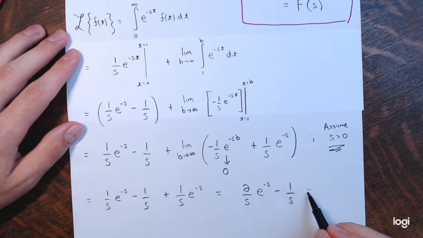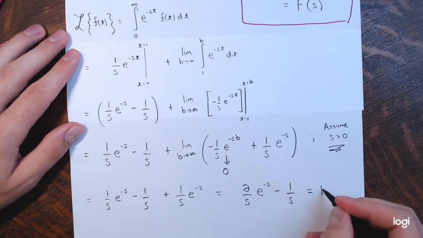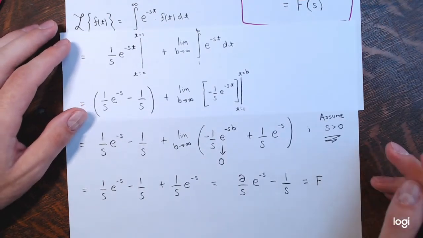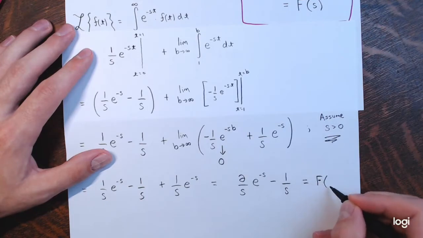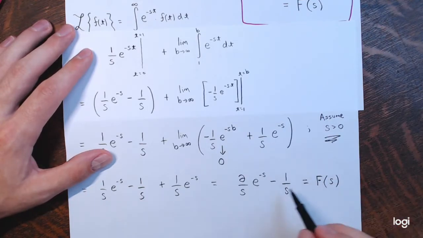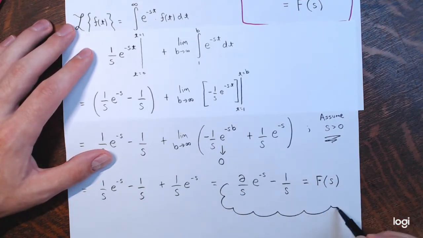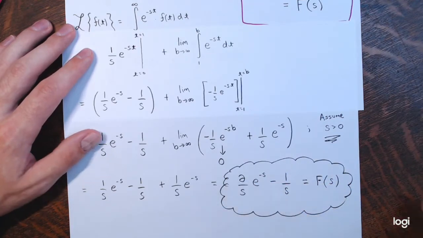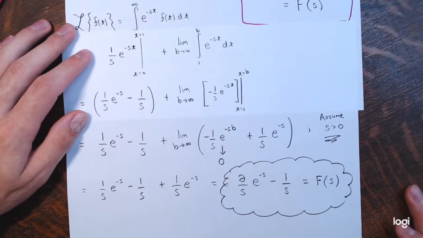And there we go. And this is what we're going to call capital F. If the original function, the function we were transforming, was little f of t, this will be called capital F of s. You see how it is a function of only the variable s now. Okay. Great. Again, s being greater than 0, of course, too.